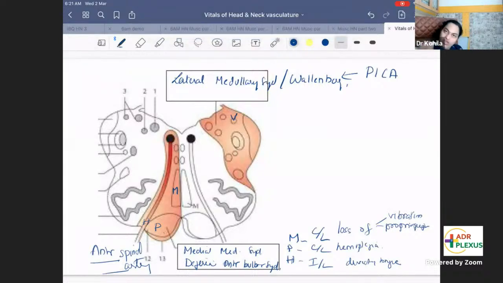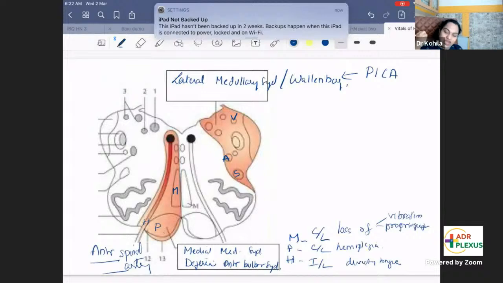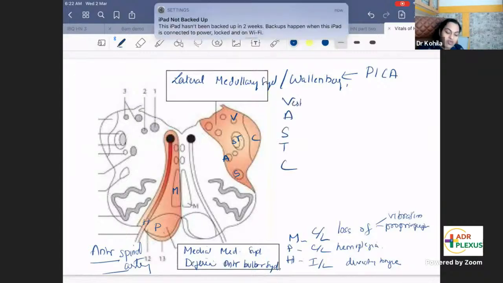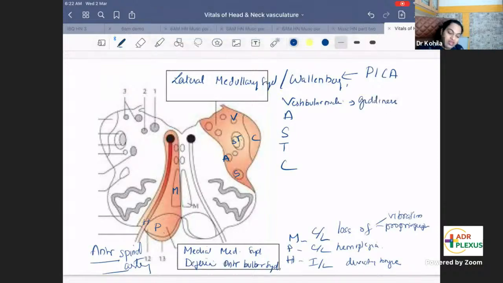Okay. Vestibular nuclei, nucleus ambiguus, spinothalamic tract, spinal nucleus and the tract of the trigeminal nerve, the cerebellar peduncle. So this is the mnemonic I've kept: Vast C, or the C is vast. Vestibular nuclei involvement will give giddiness. Ambiguus, I told you.